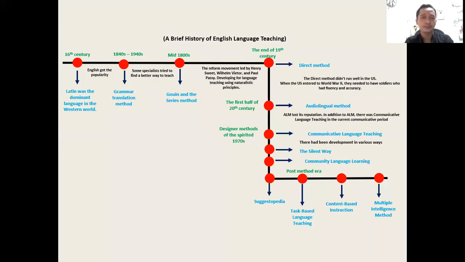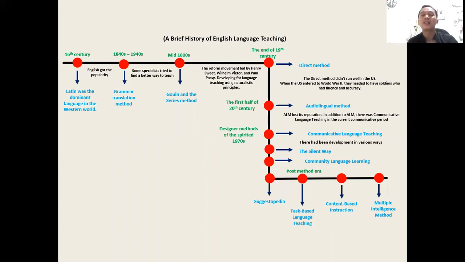That's why the first method that we have is the grammar translation method, because in that method, English language teaching still followed how learners learned Latin. In brief, here's the history of English language teaching, starting from the 16th century, when Latin was the dominant language, and then English got popular.